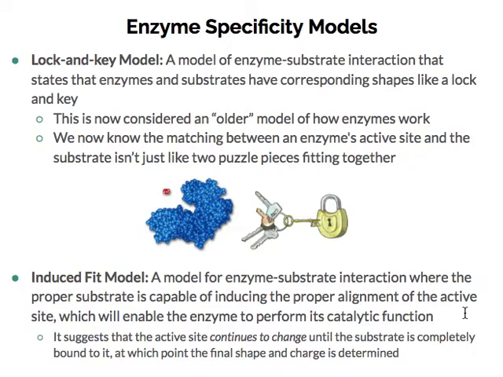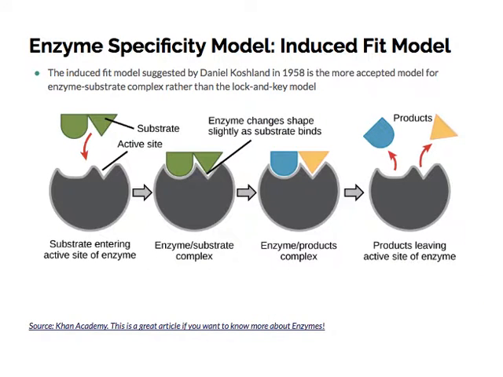So let's look at this induced fit in a little bit more detail. Here's a good diagram. We have the substrate entering the active site of the enzyme. So substrate, active site, this is the enzyme itself. It binds, and then we get that enzyme substrate complex, or those just two things bound together. And then it says the enzyme changes shape slightly as the substrate binds. Right here it wraps around it just a little bit better. The enzyme product complex means it is now completely bound to the enzyme and doing its job of breaking those apart. And the products leave the active site of the enzyme, and then that enzyme is freed up to go back and break down more substrates.